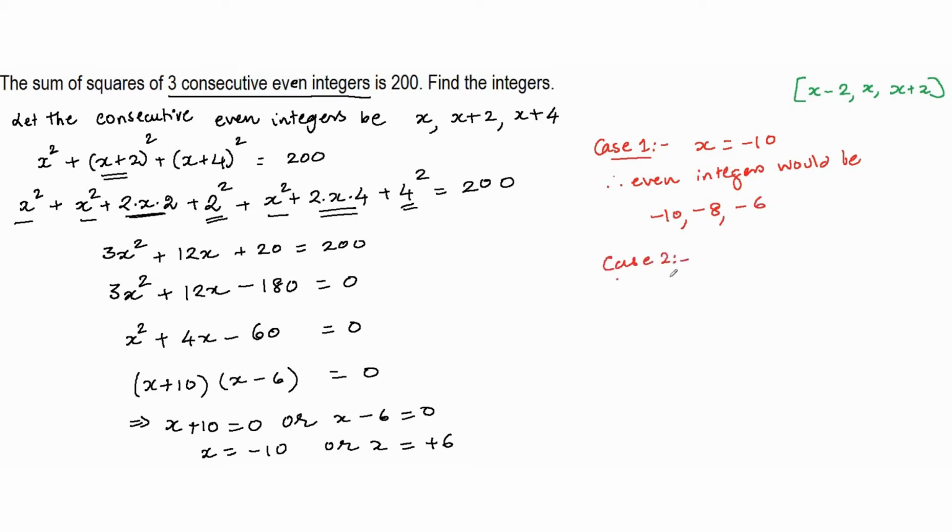And the second case would be x is positive 6, which means that the even integers would therefore be x is positive 6, the next one is x plus 2, that's positive 8, and x plus 4 is positive 10. So the integers are 6, 8 and 10.